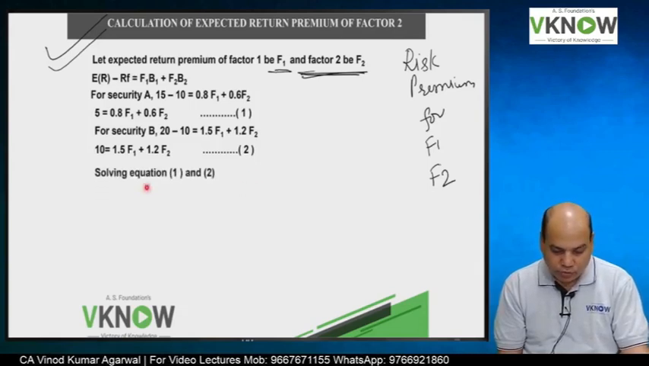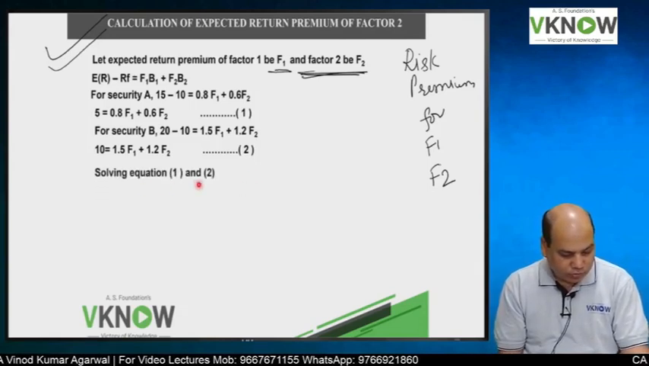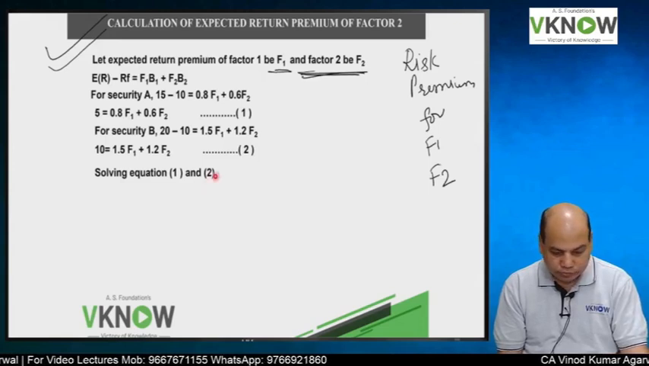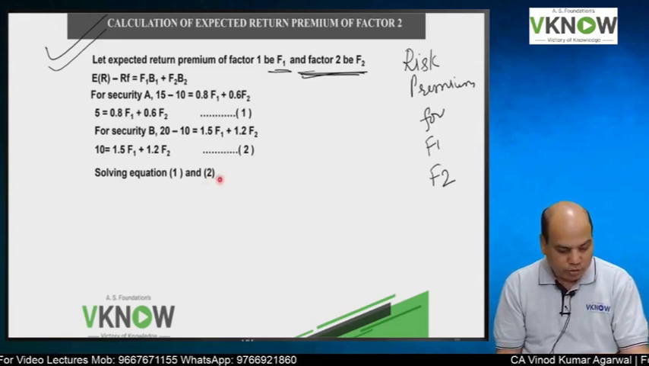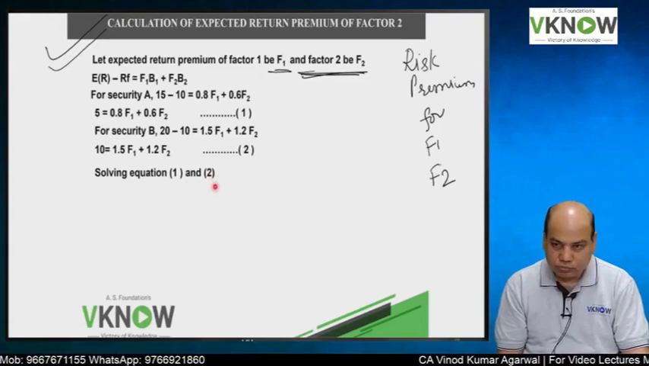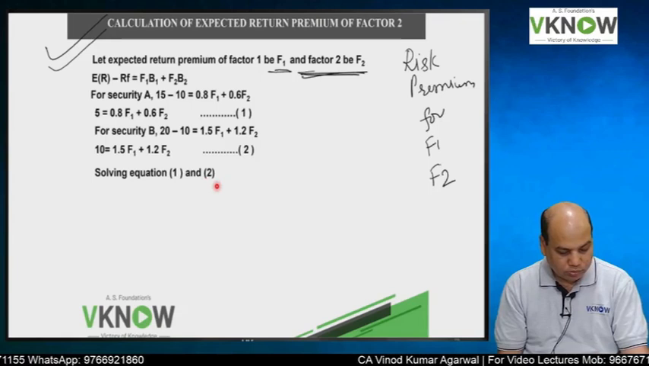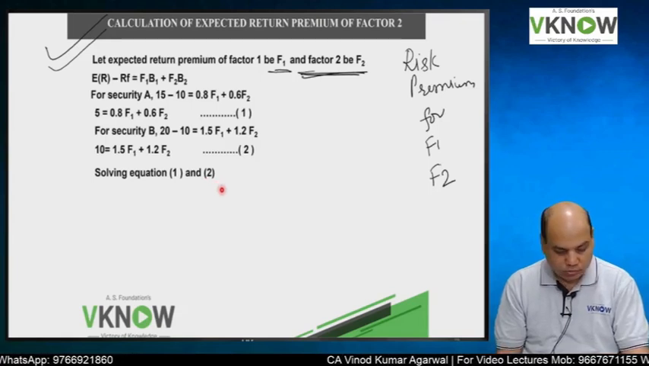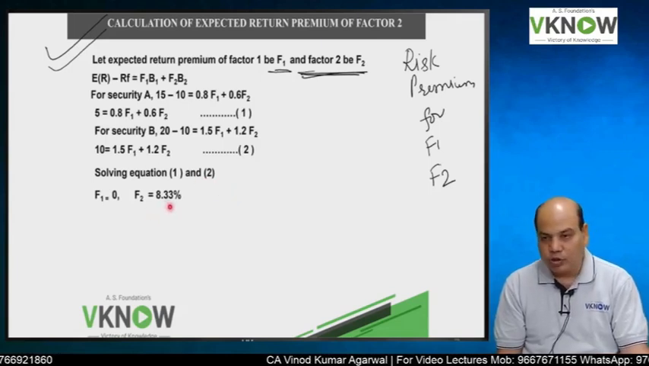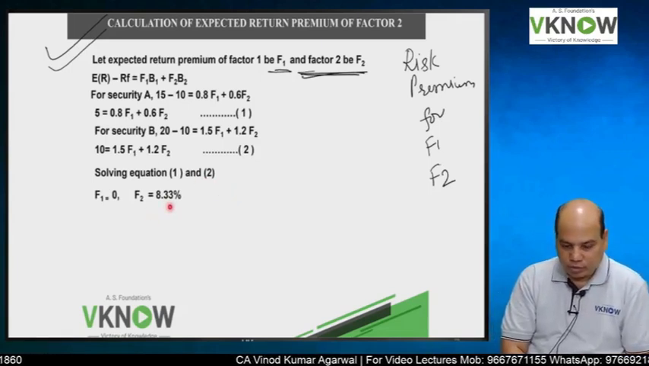Solve equation 1 and 2. Anybody wants to answer? What will be the answer for this? F1 is equal to 0. F2 will be 8.33. How do you solve the equation?